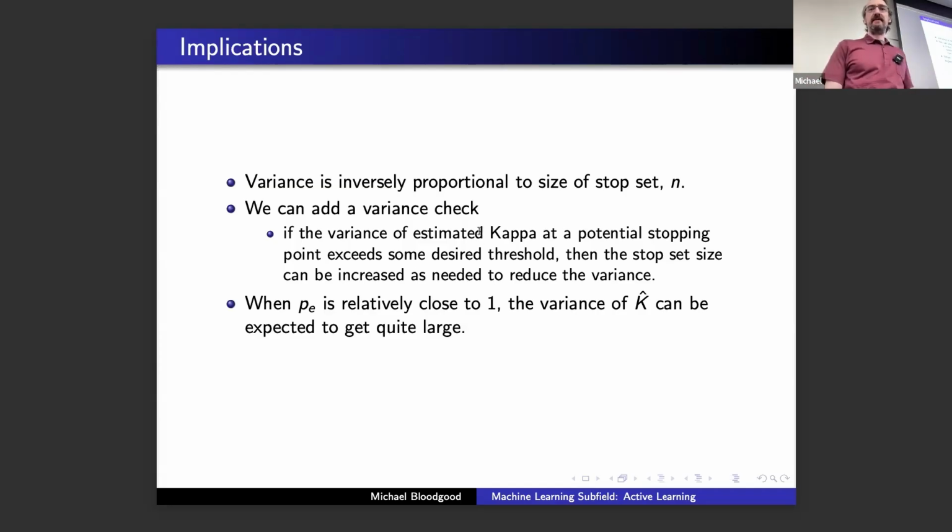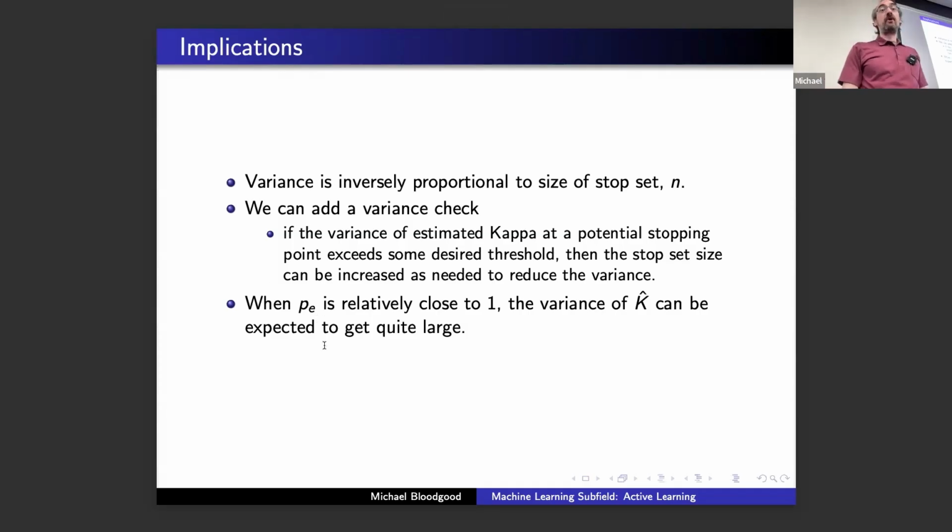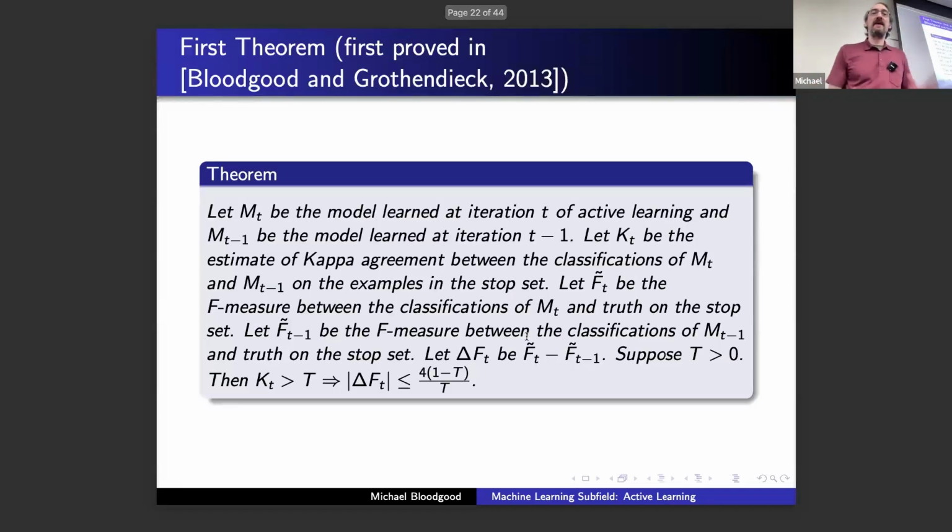And if it exceeds some desired threshold where you think, this is getting too risky, I don't want that high a variance in my estimate, then you can increase the size of the stop set, because that would likely reduce the variance, since n is in the denominator here. There's also another implication, a warning: when P sub E is relatively close to 1, the variance can be expected to get quite large, which is very risky. Therefore, you might want to reconsider whether you want to use this method, or at least be aware of that danger.